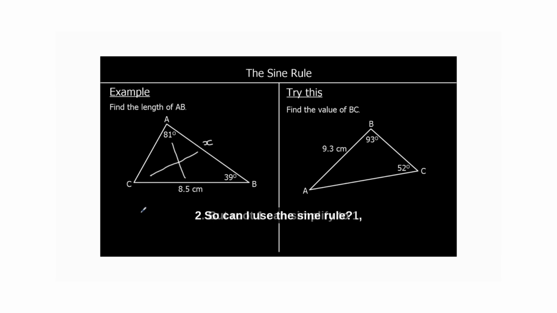So can I use the sine rule? If I don't know this angle, I can't, but I can work out that angle. So the angles in a triangle add up to 180 degrees.